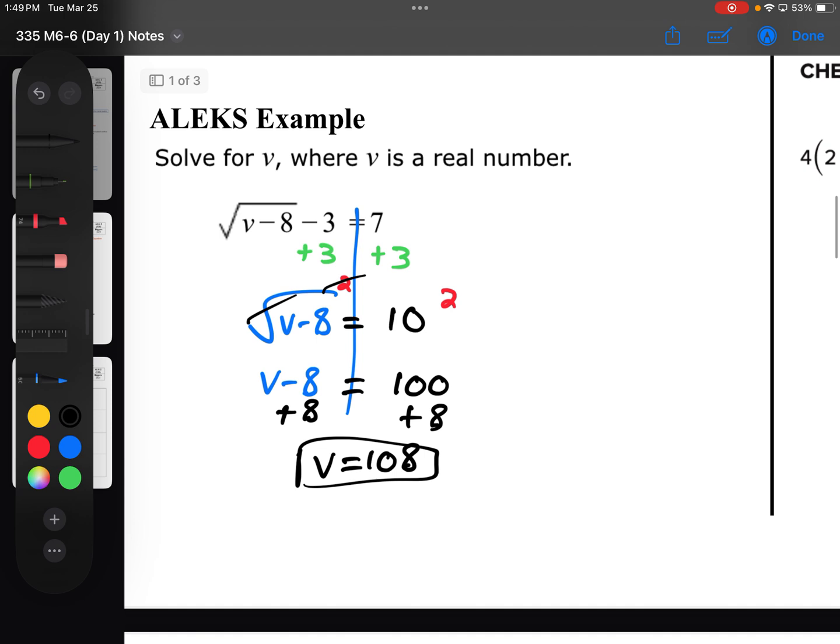Do you plug it in again? Yes, you're going to plug it in. And it's really easy. Once you plug it in, you'll get the square root of 100 minus 3. So question, do you have to show your work when you're plugging in? No, you just have to make sure that your answer works. Because in the event it's a non-solution or an extraneous solution, you still need to show that it's not a real solution, okay? But it takes 2 seconds to plug it back in to check.